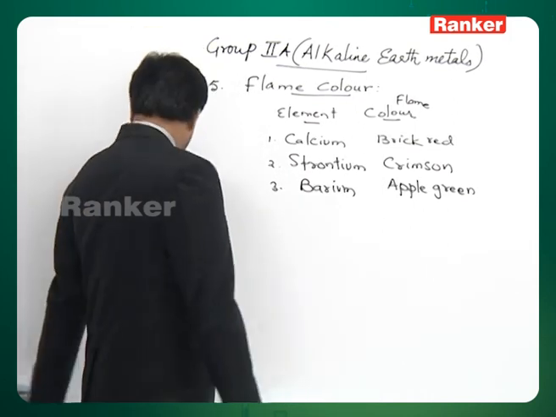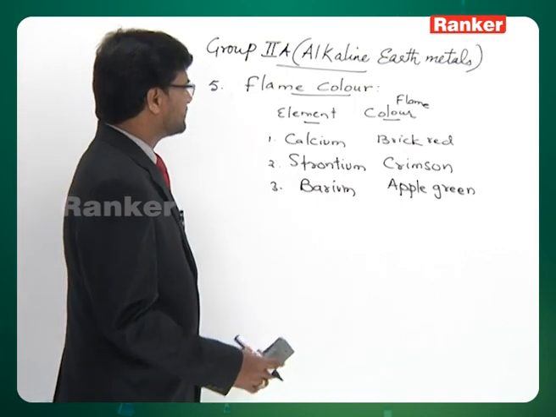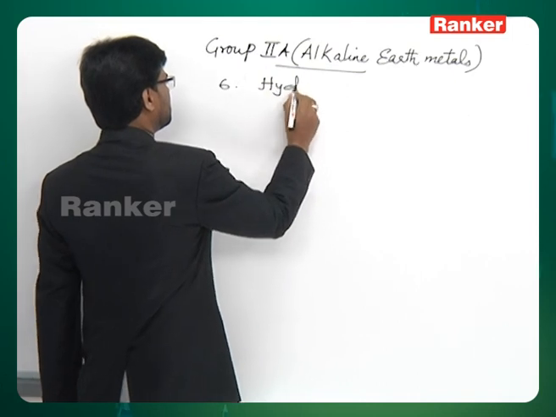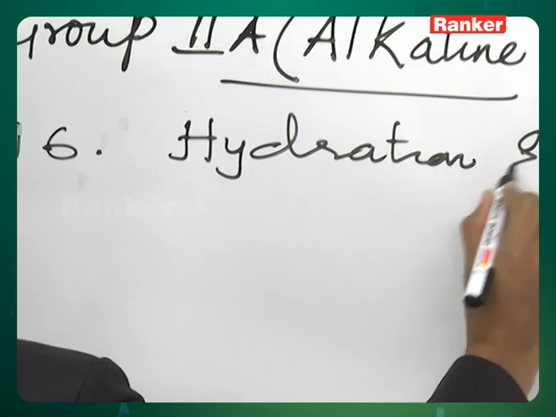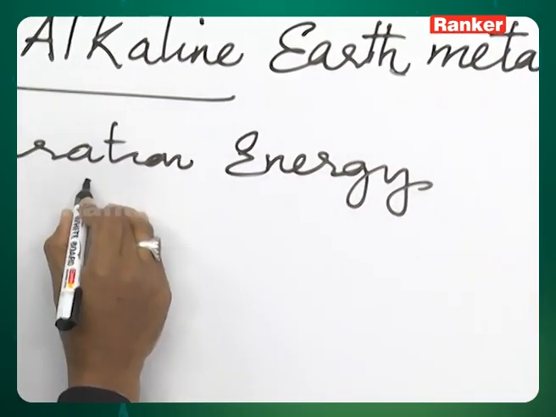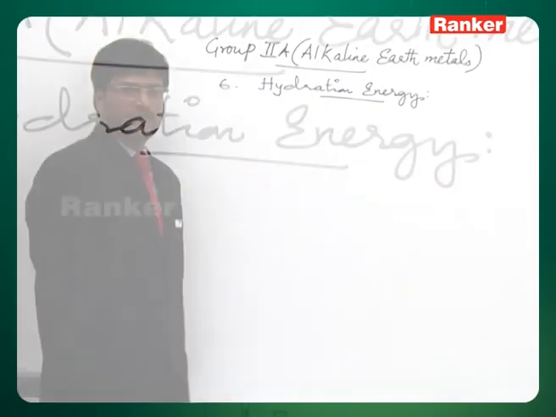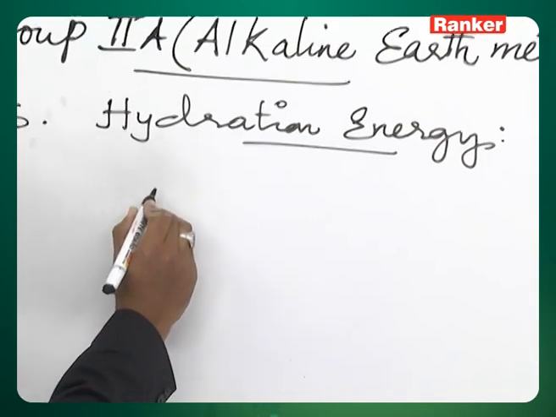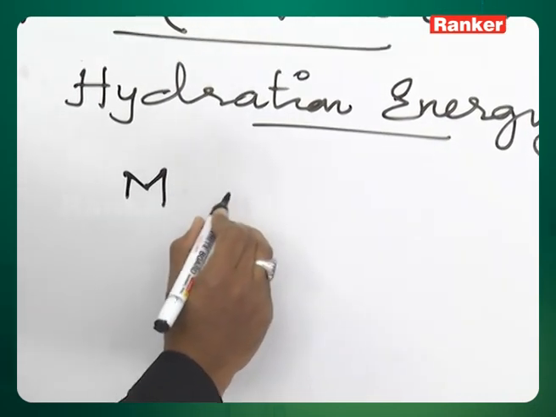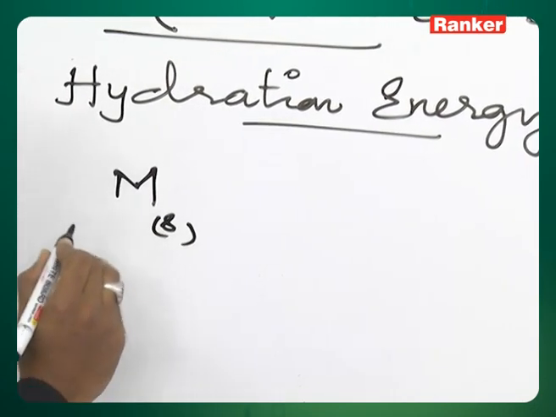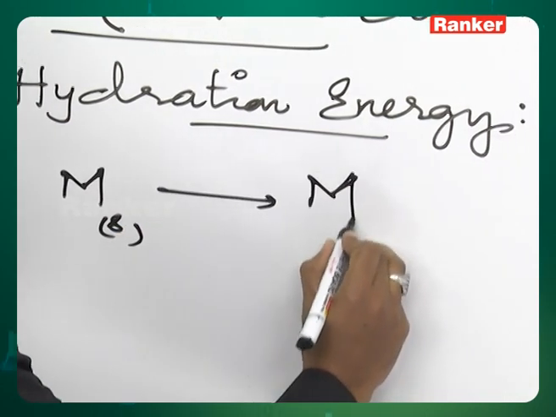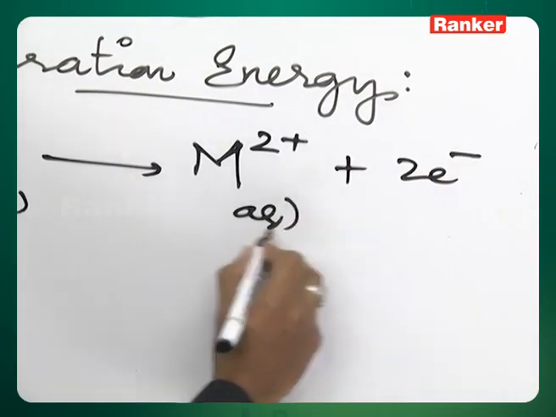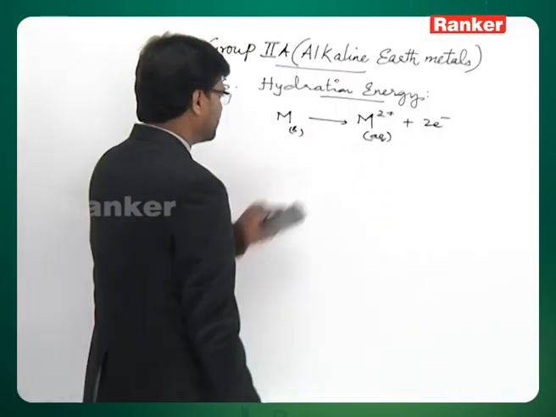After flame color, the next property we are going to discuss is hydration energy. We know that the alkaline earth metal has an ability to lose 2 electrons and form a dipositive ion. This ion gets solvated. I can put it in the next equation.